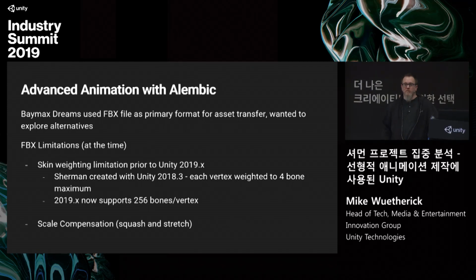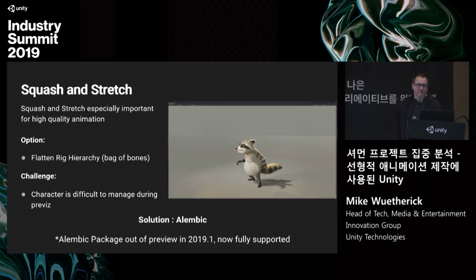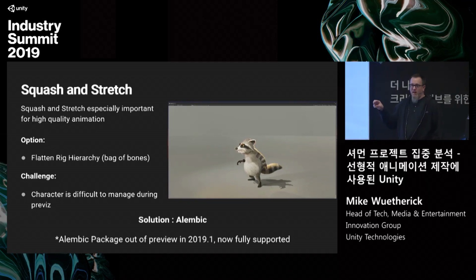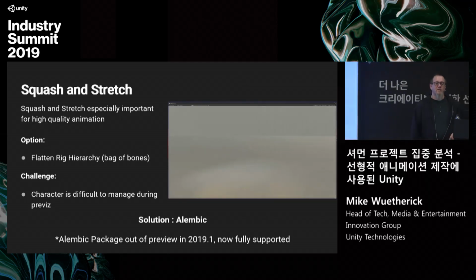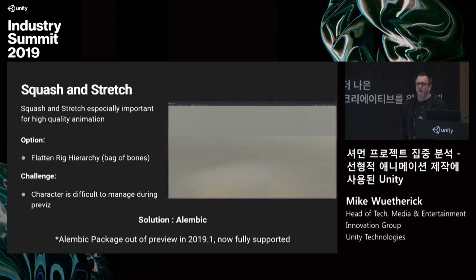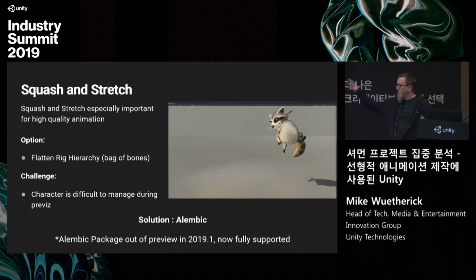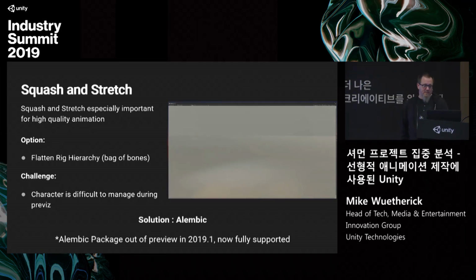But the big one is Alembic allows you to do advanced deformers and skinning techniques. For example, squash and stretch. This one is very important, where it's not something that's normally easily done in a real-time engine, but Alembic allowed us to do this kind of thing, where you can really manipulate the character's rig, which is what the animator wanted.